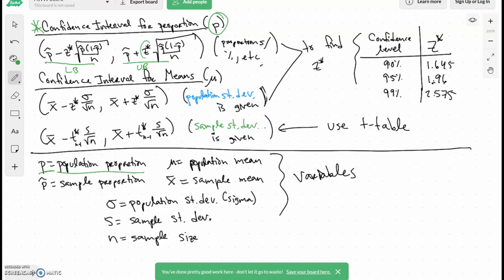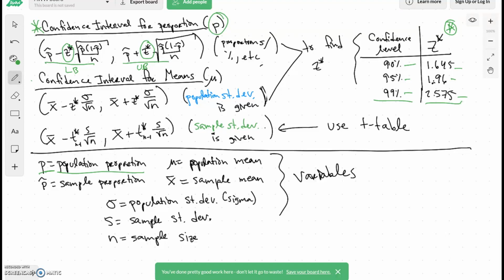Notice that we have the Z star. This Z star is right here on this table. So it really depends. If I give you a 90% confidence interval, our Z star is going to be 1.645. If I have a 95% confidence interval, my Z star is going to be 1.96. And if I have a 99% confidence interval, my Z star is going to be 2.575. So this is something that you might want to put on your cheat sheet for exam number 3. So definitely put that there.